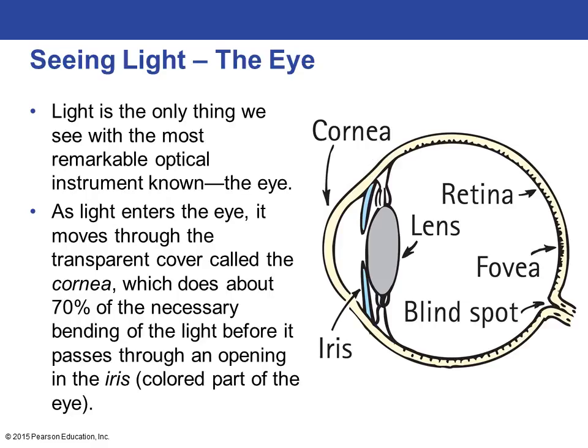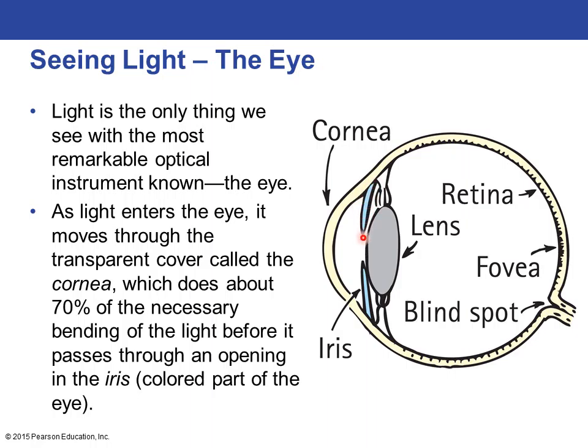Light is the only thing that we can see, and so our eyes are pretty amazing things that allow us to see this light and to see all the things that we see from light. So as light enters the eyes, it moves through the transparent cover called the cornea. So that's this clear section on the outside of your eye. And this does about 70% of the necessary bending of light before it passes through an opening in the iris.